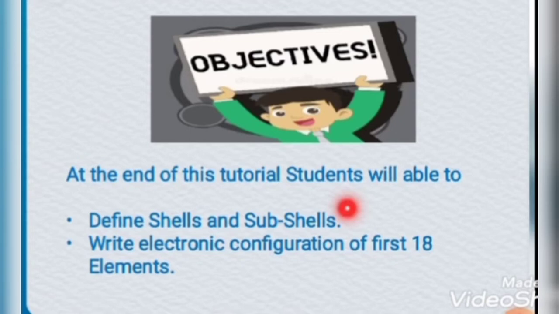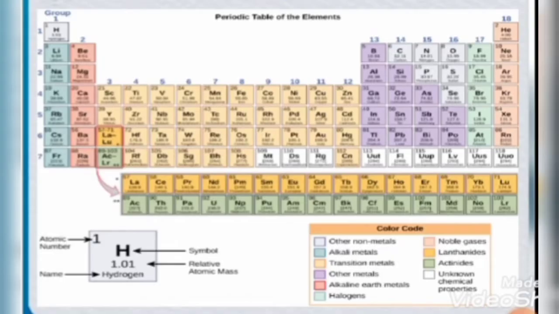So, students, the objectives of today's class are: at the end of this lesson, students will be able to define shells and subshells and write electronic configuration of first 18 elements. This is the periodic table open in front of you for better understanding.